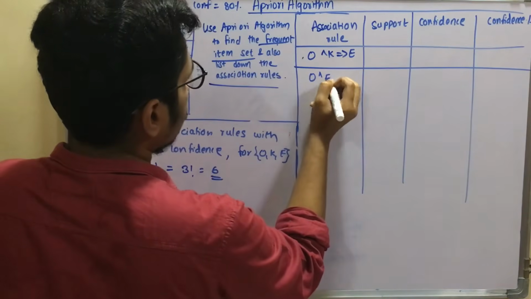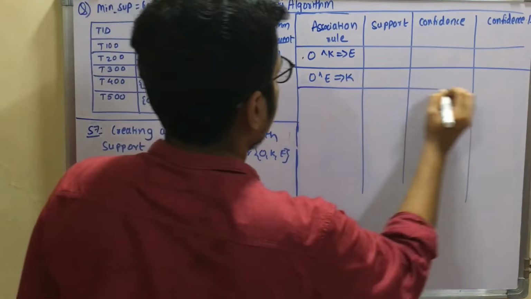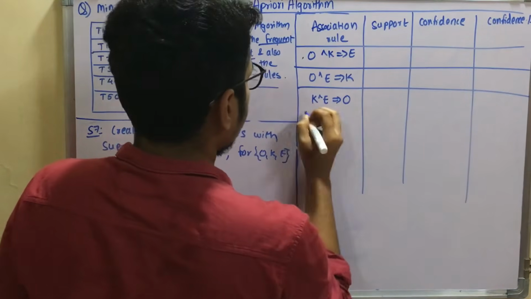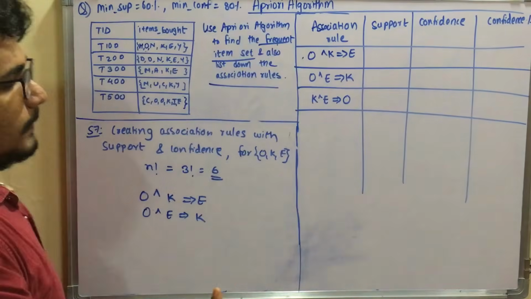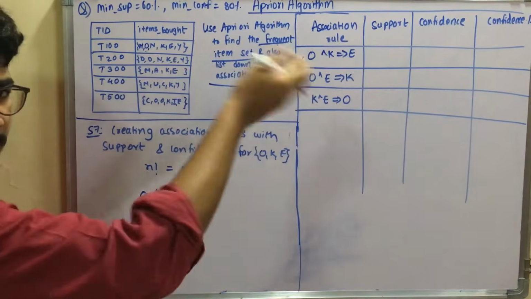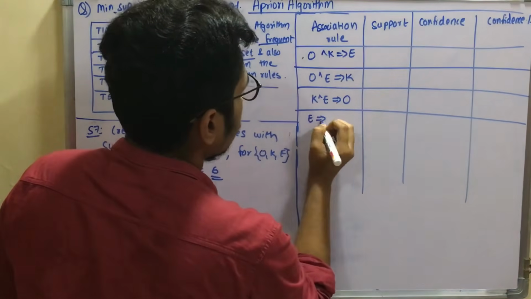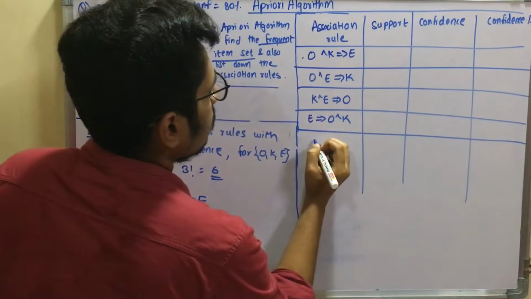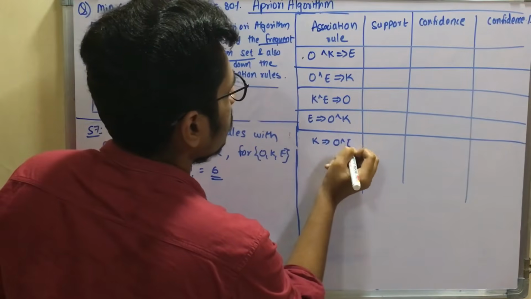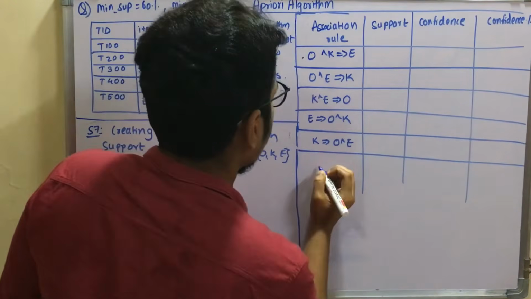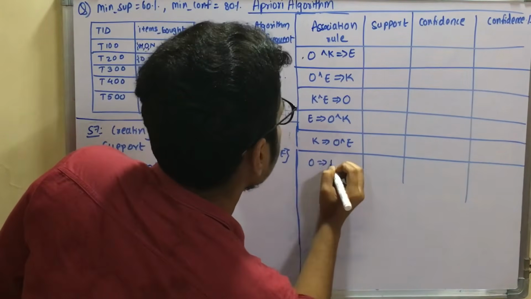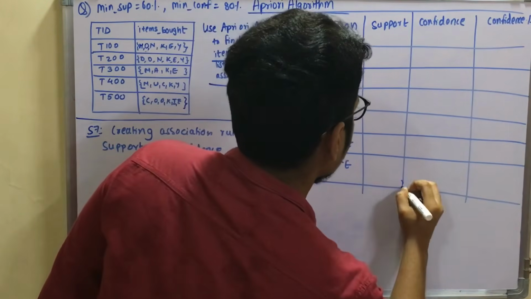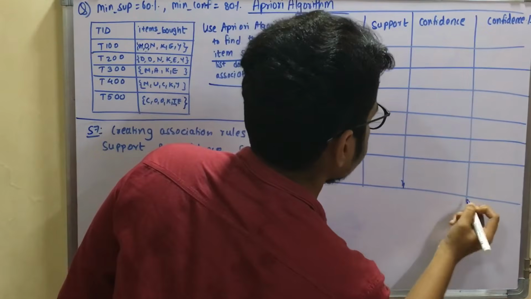Then we have O and E gives K, this is another rule. Or you can have K and E gives O, so this got completed. Now you just have to reverse it in the opposite manner, like E gives O and K, K gives O and E, and finally you have O gives K and E. So this is how we construct this association table.